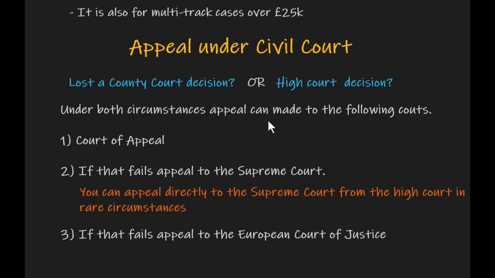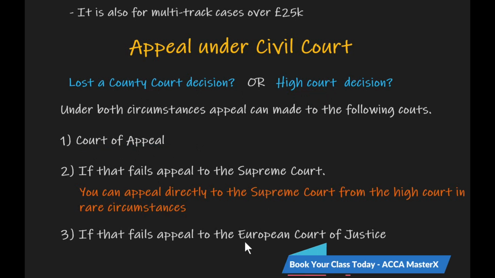Same as in criminal courts, a defendant can also make an appeal to a higher court if he thinks that the court made some legal mistake. And in both cases, for example in the case of county court and in the case of high court, the appeal can be made to the following courts. First of all, it will go to Court of Appeal. Then the person can re-appeal to Supreme Court, after which the person can re-appeal to European Court of Justice.